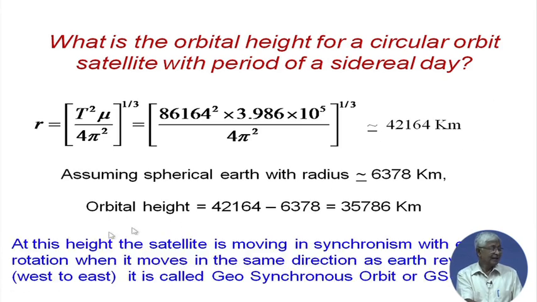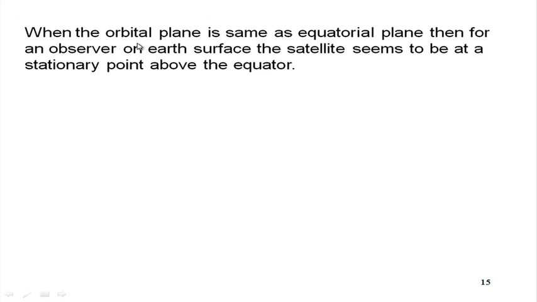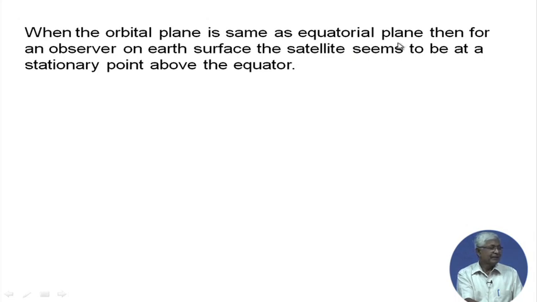Now, there is a certain definition. At this height, the satellite is moving in synchronism with earth rotation. When it moves in the same direction as the earth revolves, that is west to east, it is called geosynchronous. It is synchronism, so it is called geosynchronous orbit, or in short GSO. But there is still some more information you need. Let us see that. When this orbital plane is the same as the equatorial plane, then for an observer on earth's surface, the satellite seems to be at a stationary point above the equator.